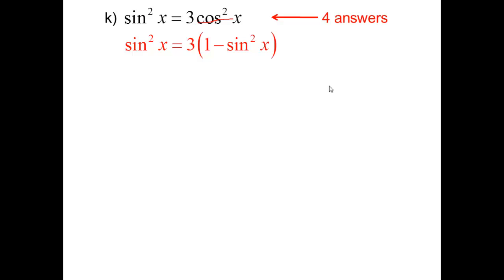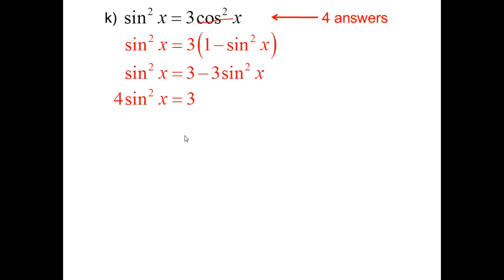So I have 1 minus sine squared in place of the cosine squared. I've got parentheses and a number outside parentheses, so I know what to do with that because my 4th grade arithmetic teacher taught me to distribute. So 3 minus 3 sine squared. I've got sine squared on both sides of the equation, so I'll just add 3 sine squared to both sides of the equation and get 4 sine squared.